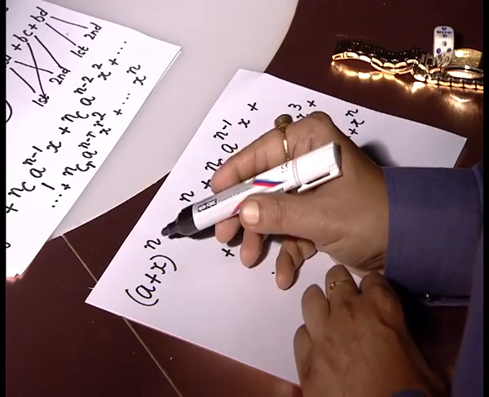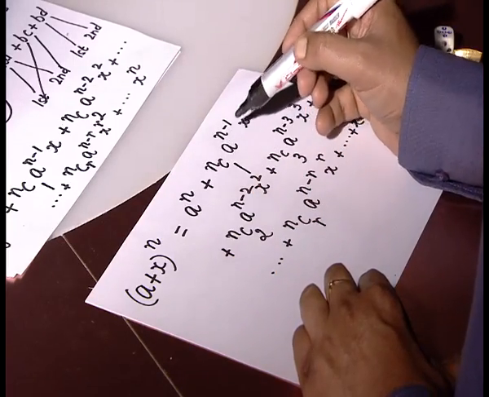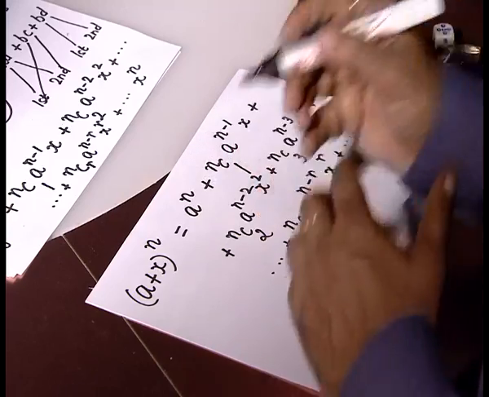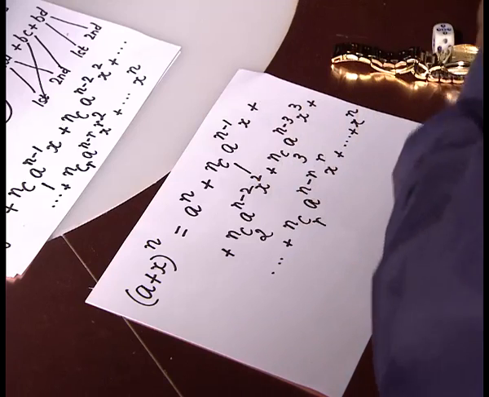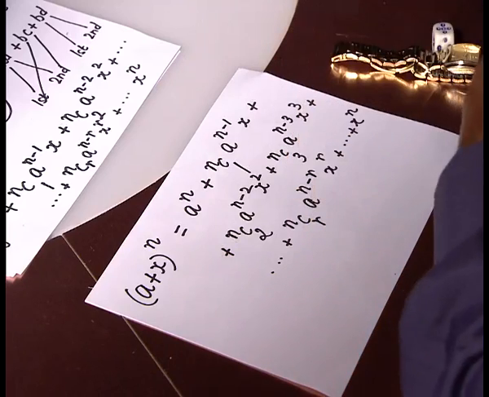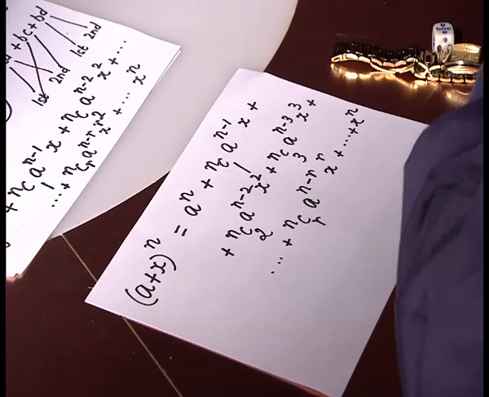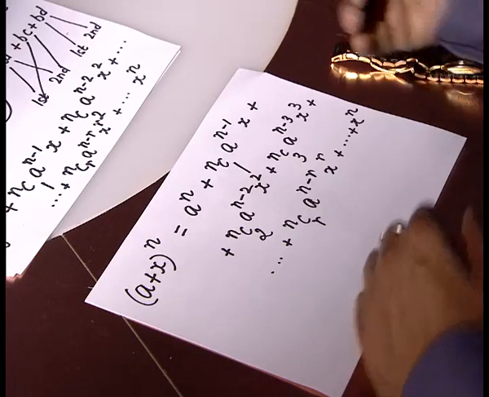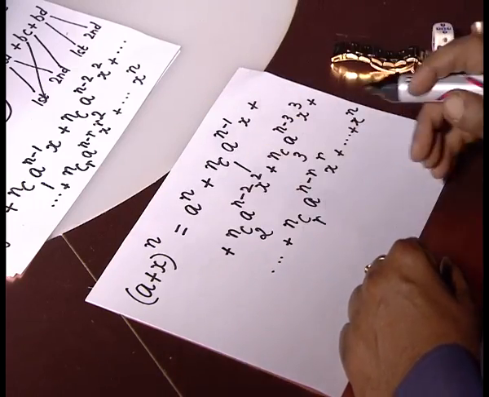So, a plus x whole square, a square, nC1 would be 2C1, a to the power of 2 minus 1, that is 2ax plus x square. a plus x whole cube would be a cube plus 3C1, that is 3a square x plus 3C2 ax square, so that is 3ax square, then the next term would be x cube. So, using this formula you can derive any power of the binomial a plus x.